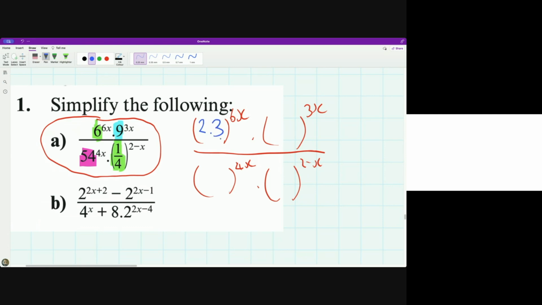This first one is not too bad. 2 times 3. And this one could just be 3 squared, or 3 times 3. 54 is a bit trickier, though. Maybe I should go back to the ladder method from grade 8. 2 times 3 times 3 times 3. Okay, so I'm going to go 2 times 3 cubed. And here, a quarter is the same as 1 over 2 squared, but then I'm going to bring it to the top.